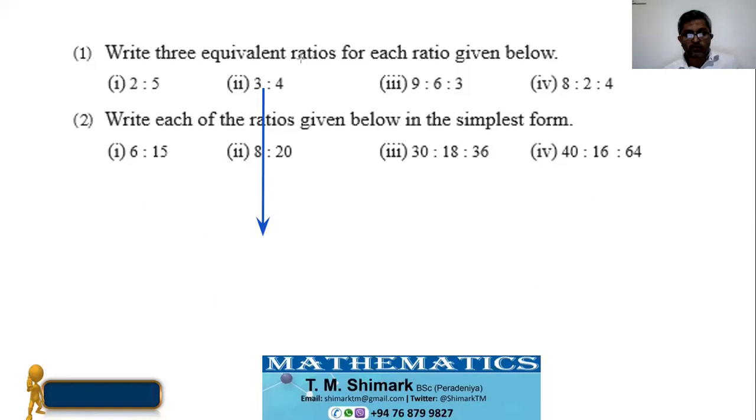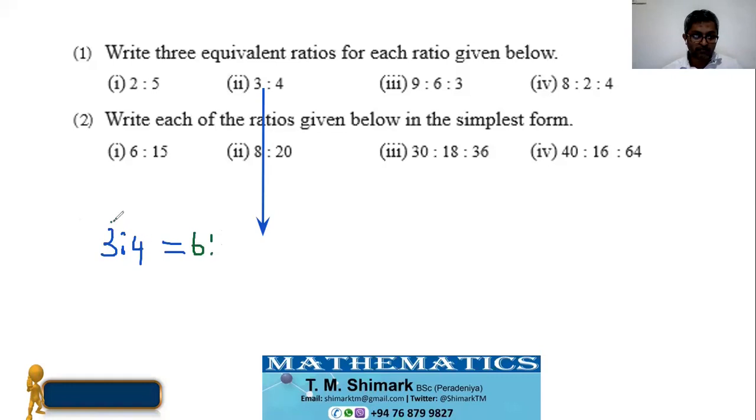Write 3 equivalent ratios for each ratio given below. Three equivalent ratios they are asking. So I can take this one, 3 is to 4 I have. So I want to make 3 equivalent ratios, I can make multiples of the numbers. So I'll just multiply the first one by 3. Sorry, first one by 2, then it will make 6.